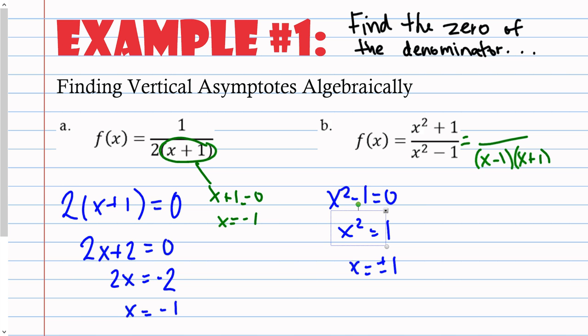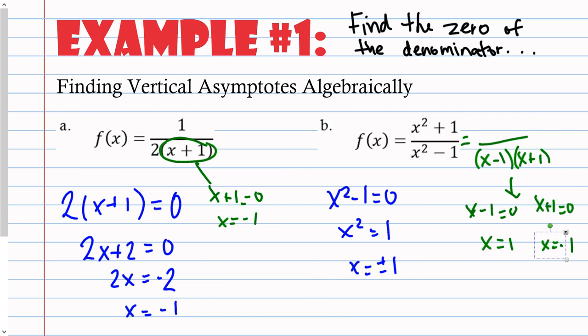Because the square of 1, so 1 squared gives you 1, but negative 1 squared also gives you 1. The other way would be to use the factored version, and then, oh look, x minus 1 equals 0, so that means x equals 1. And then x plus 1 equals 0, which means x equals negative 1. Whichever, one or the other. But now, these are my locations of my vertical asymptotes.